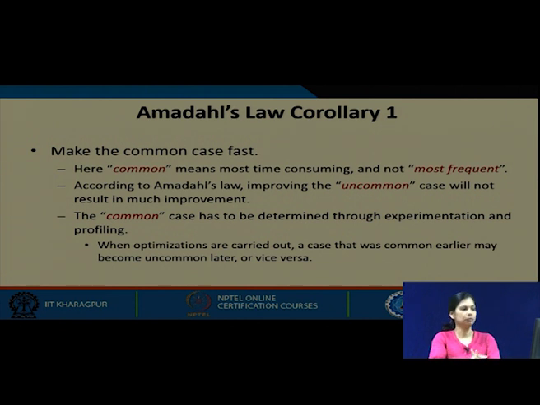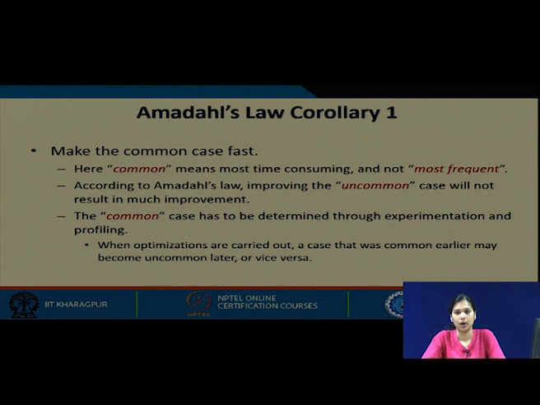Let us move on with Amdahl's law, Corollary 1. What it says is make the common case fast. What do you mean by common case? By common case we mean the most time consuming, and not the most frequent. So, let us understand this.